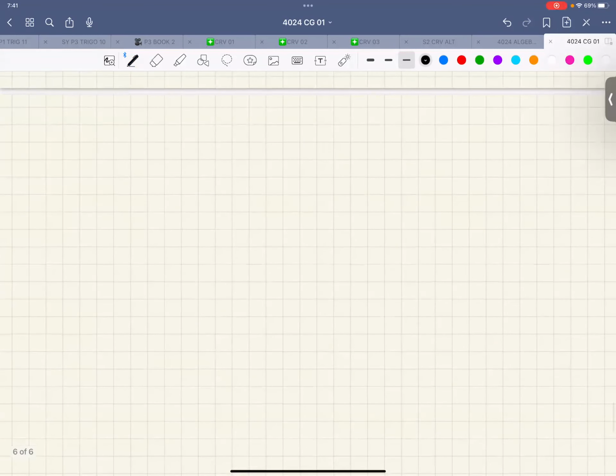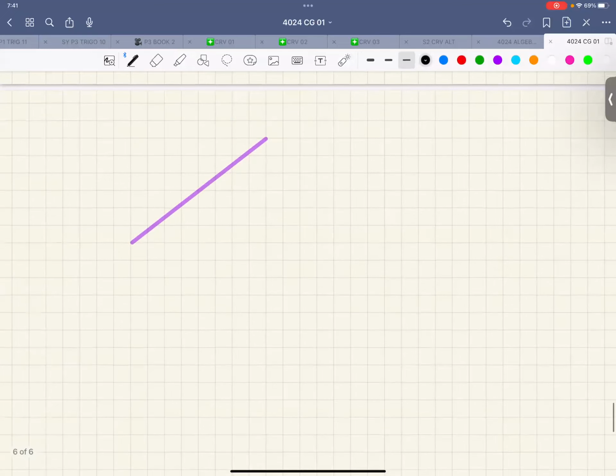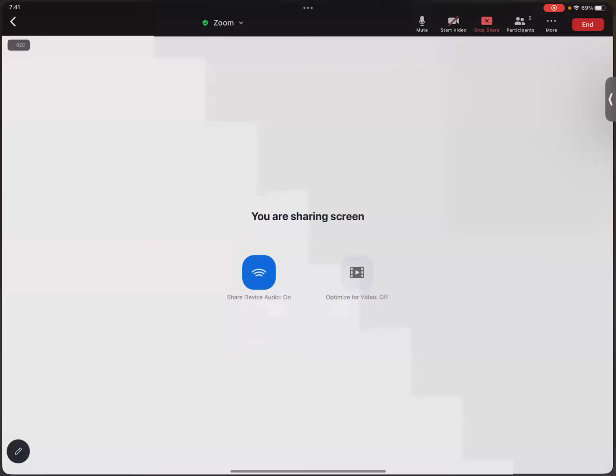Now I can make a simple exam type question. Something like this. Let me give you a line with a slope like this. I'll just wait for the azan.